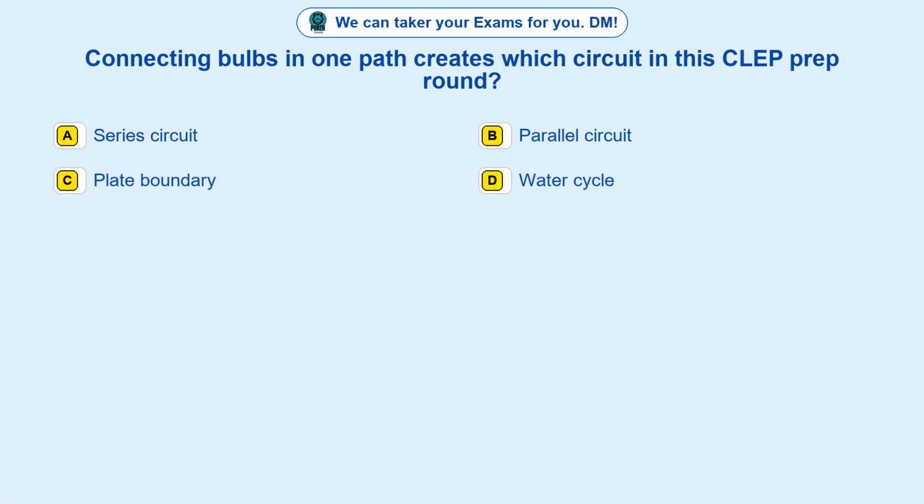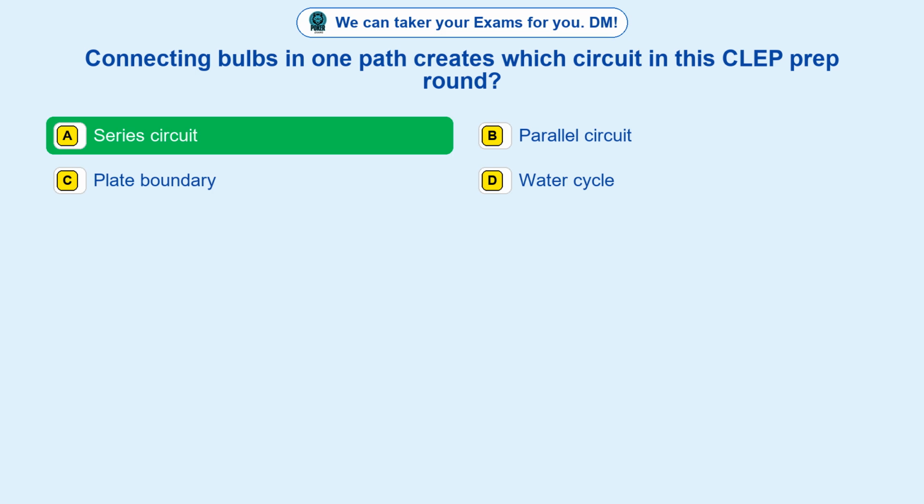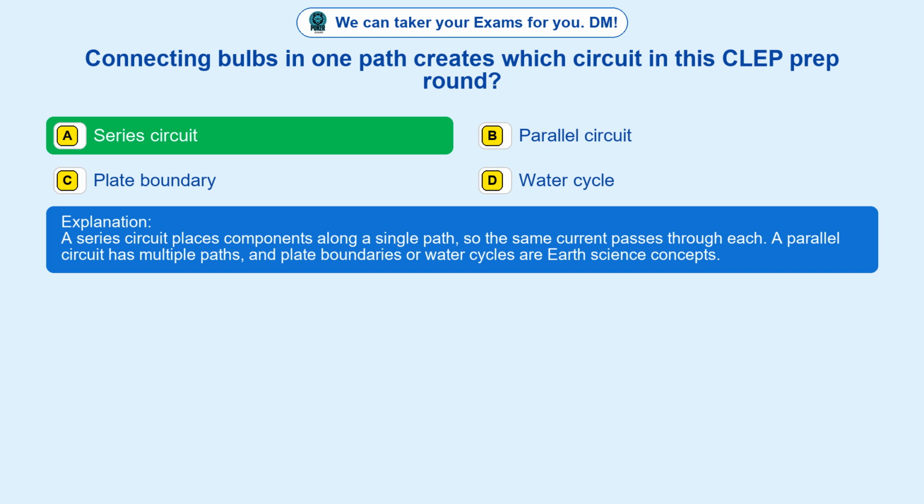Question 73. Connecting bulbs in one path creates which circuit in the CLEP prep round? Option A, series circuit. Option B, parallel circuit. Option C, plate boundary. Option D, water cycle. The correct answer is option A, series circuit. A series circuit places components along a single path, so the same current passes through each. A parallel circuit has multiple paths, and plate boundaries or water cycles are earth science concepts.